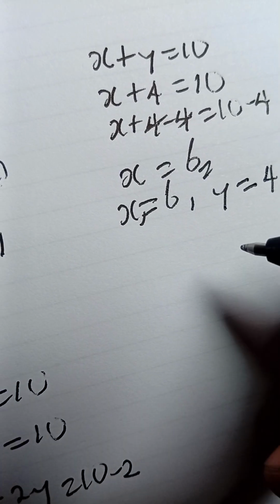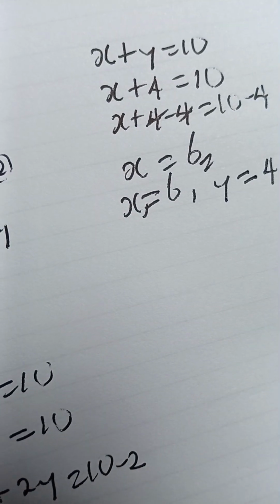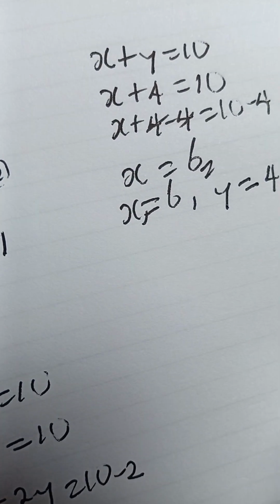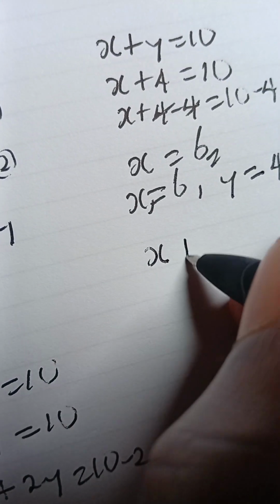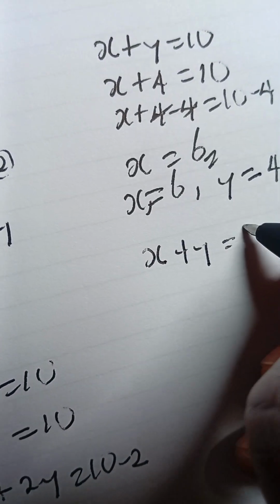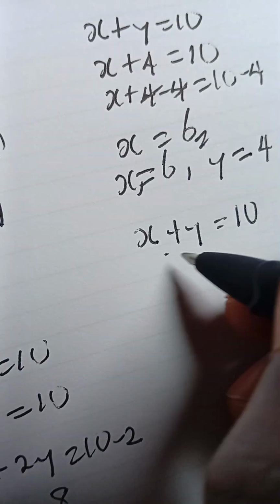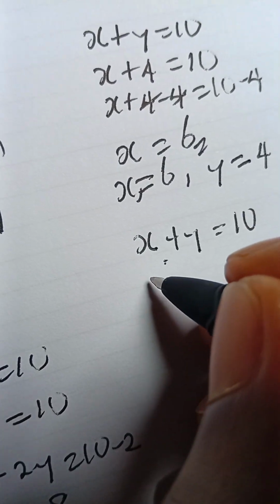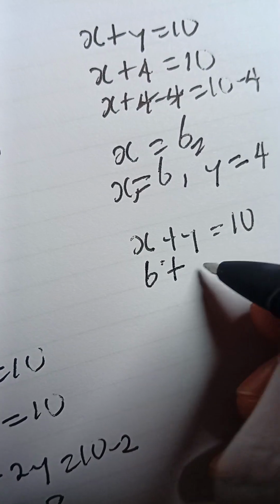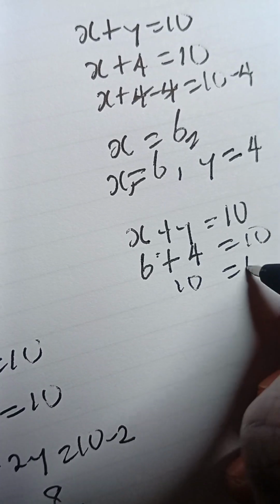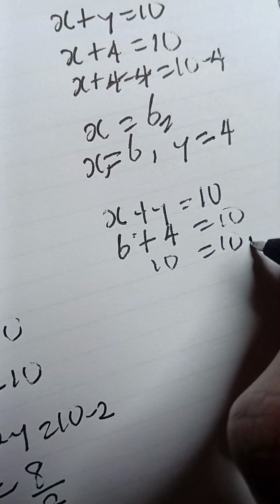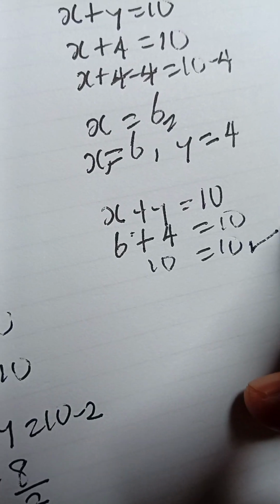So let's substitute this into the two equations to verify our answer. So the first equation is x plus y is equal to 10. Let's check if the two sides are the same. x is 6 plus y is 4 is equal to 10. So of course 10 is equal to 10. So the first equation is verified.